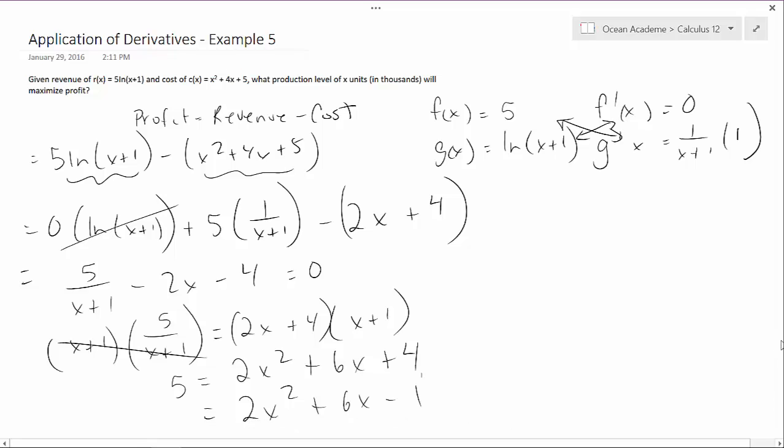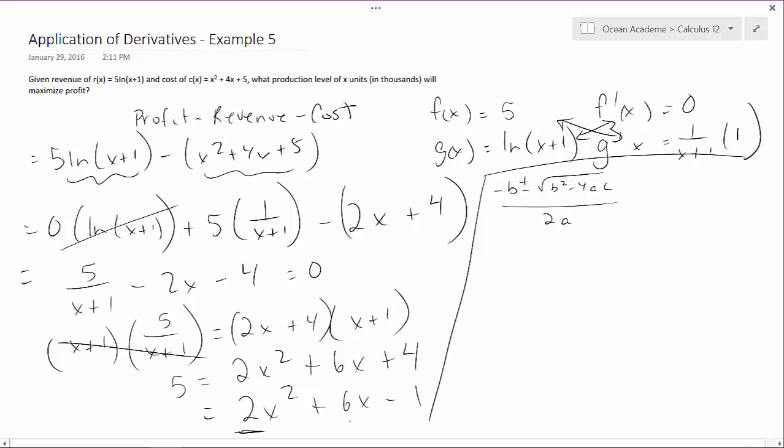Now we still need to solve for x. So let's do the quadratic formula. Just going to do this over to the side. So our quadratic formula is minus b plus or minus the square root of b squared minus 4ac, over 2a, where this is a, this is b, this is c. So plugging in our values, we get minus 6 plus or minus the square root of 6 squared minus 4 times 2 times minus 1, all over 2 times 2.